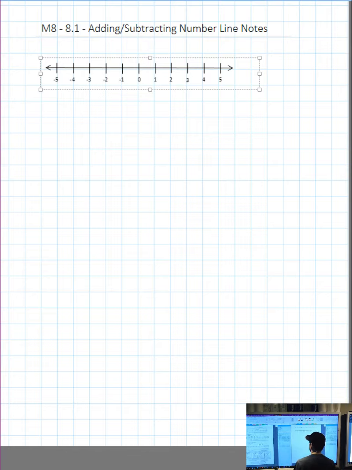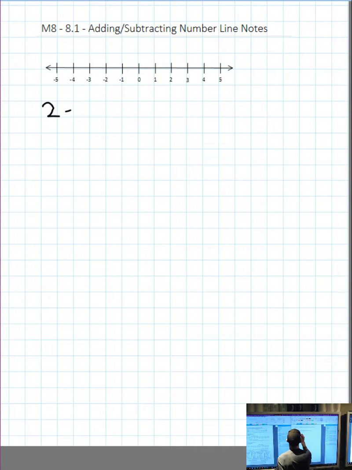Okay, BEDMAS, adding and subtracting on the number line. So we have a number line, we have 0 in the center, we have positive directions to the right, and we have negative directions to the left. Numbers to the right are bigger and numbers to the left are smaller. So let's take a look at something nice and simple like 2 minus 4.